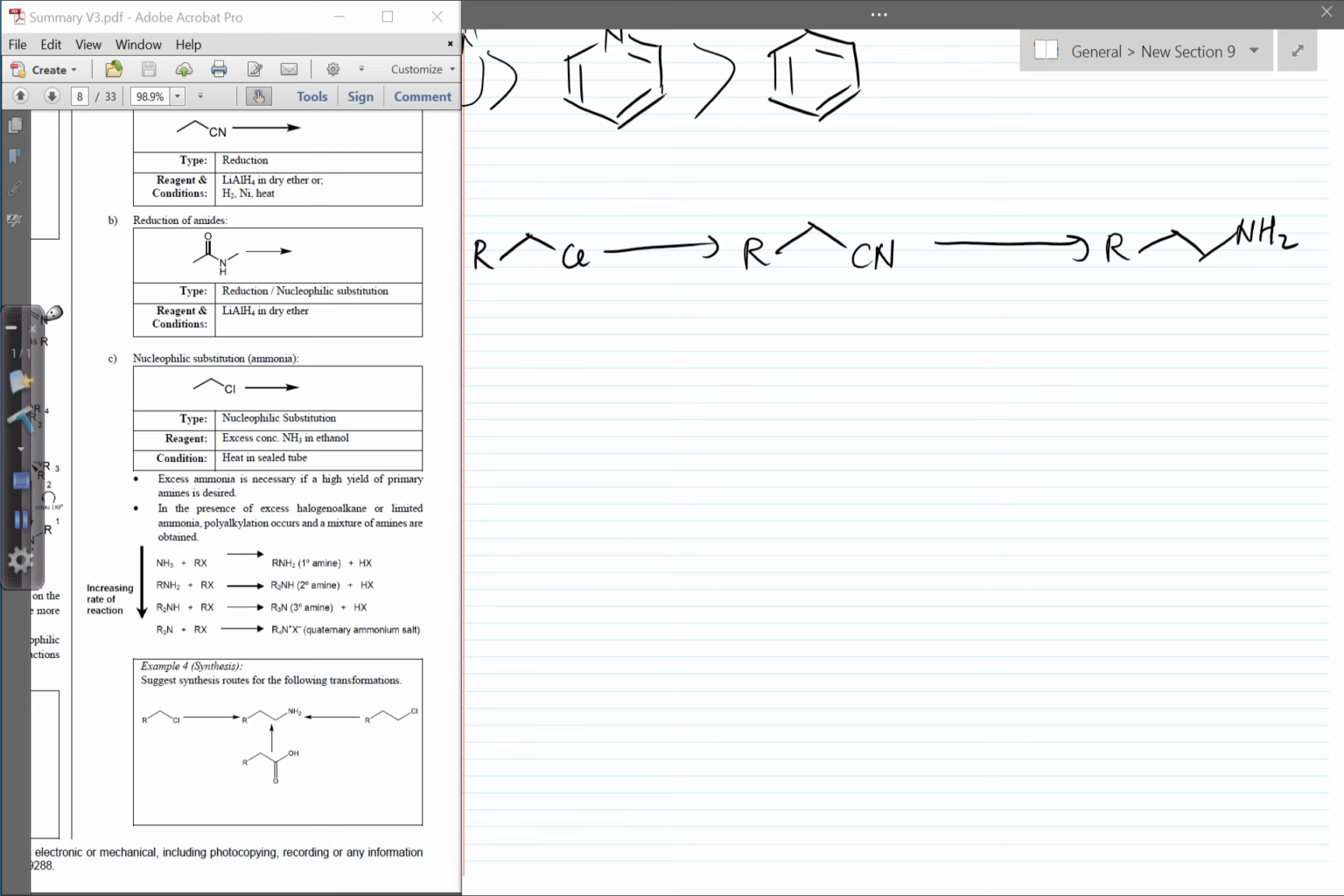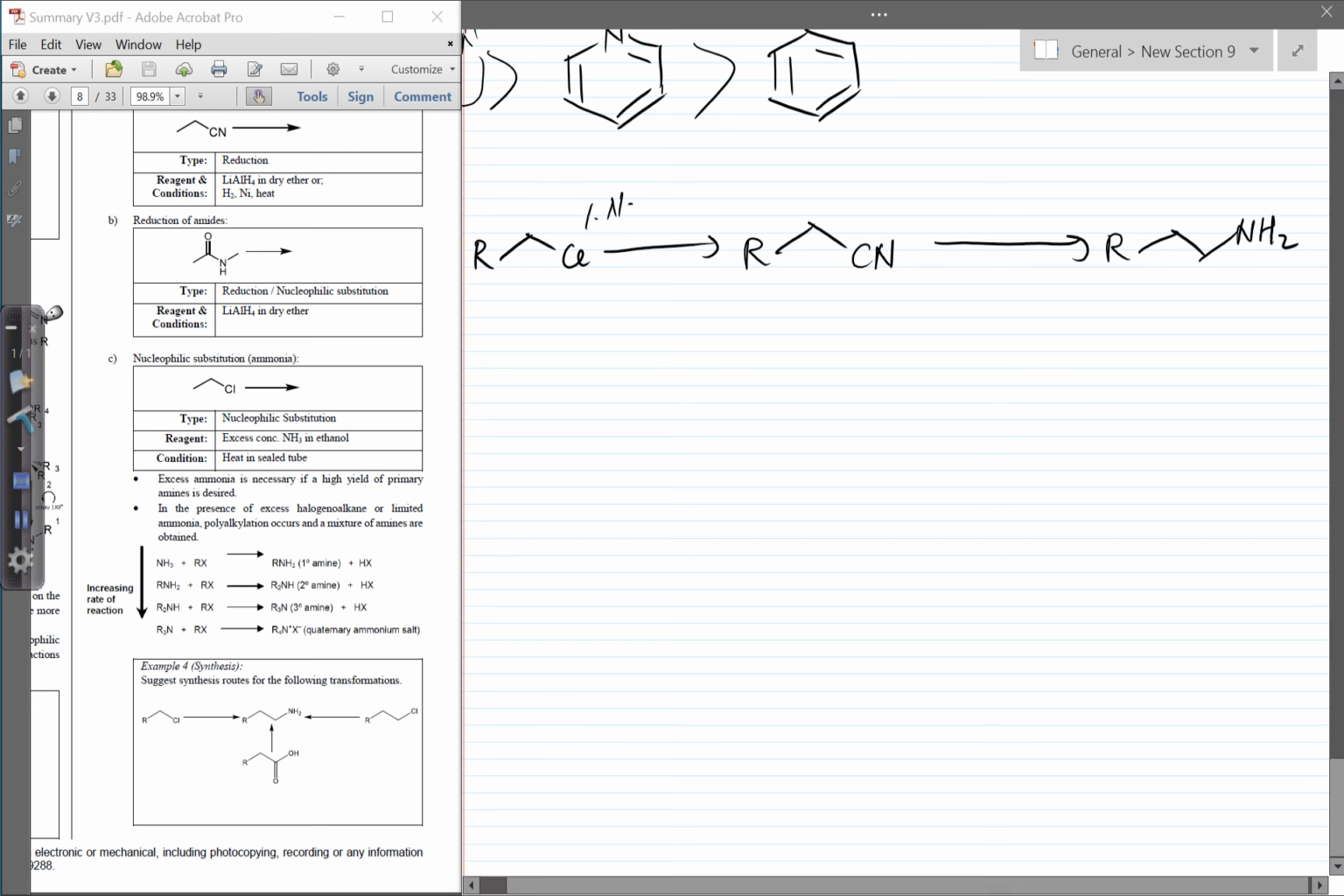The first one you should get it right. Is your NaCN, right? In ethanolic solvent, right? Afterwards, you have this. Afterwards, you just perform reduction, right? H2/Pt or lithium aluminum hydride, doesn't really matter. This is for the first one.